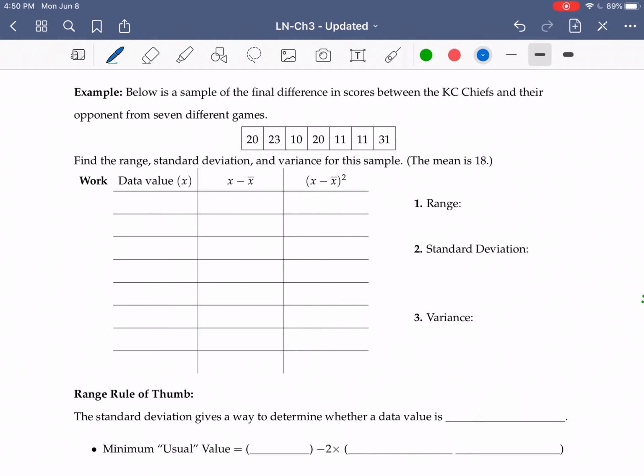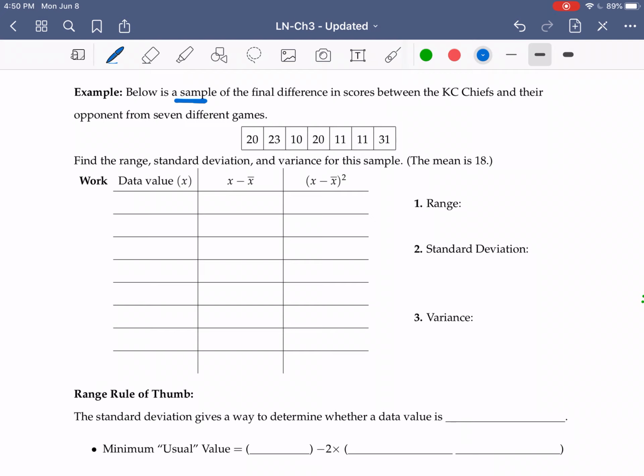In the last video, we took a look at what the 3 measures of variation are that we are interested in. Let's go through an example where we will find the range, the standard deviation, and the variance. So here is a sample. Again, it's for the Chiefs and their point differential in 7 different games. It is a sample of 7 games. We are going to find the range first.